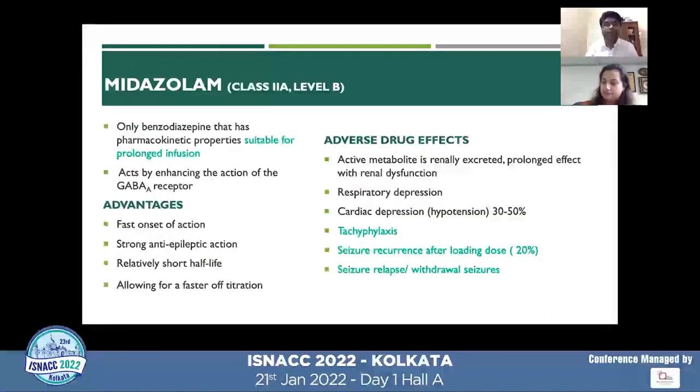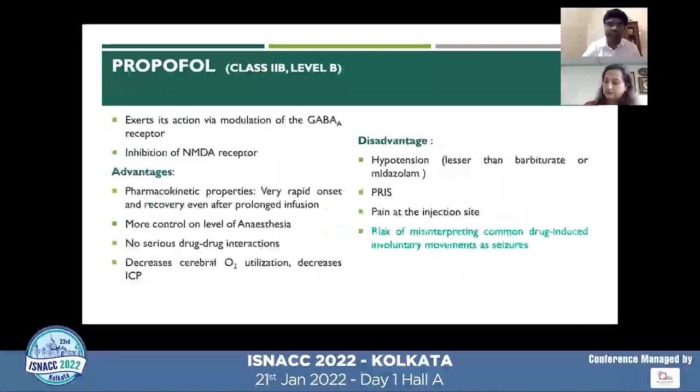Coming to the drugs, midazolam is the only benzodiazepine suitable for prolonged infusion, and acts by enhancing the GABA receptor. Advantages are faster onset, strong anti-epileptic action, relatively short half-life, and allowing faster titration. The adverse effects: the active metabolite is excreted renally, so a prolonged effect may be seen in renal dysfunction. Cardiorespiratory depression is common. Most importantly, tachyphylaxis, seizure recurrence after the loading dose, and seizure relapse on withdrawal have been seen with midazolam in many research papers.